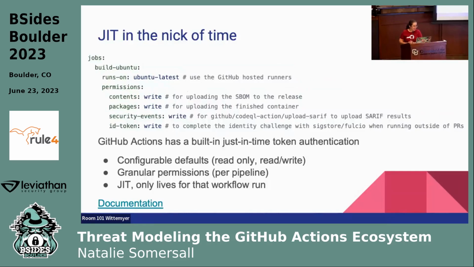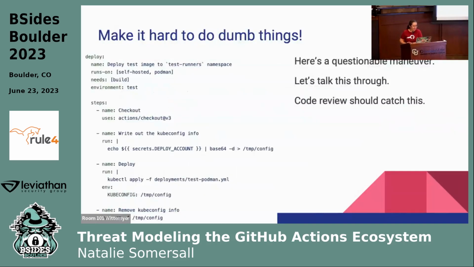That built-in just-in-time auth token is configurable. It has really, really granular permissions, and it only lives on one token. But let's make it really, really hard to do dumb things, because here's a questionable maneuver here. I'm echoing a secret, piping it to base64 and writing it to disk. Not the best idea, honestly.